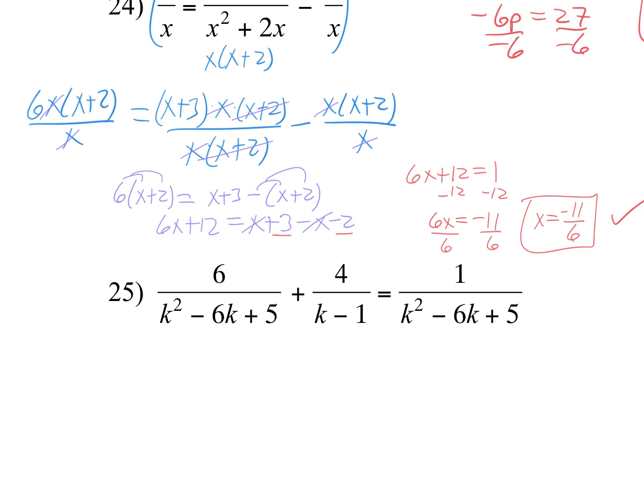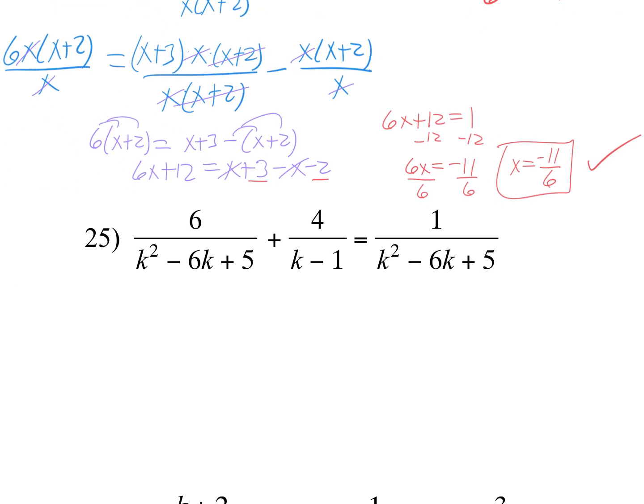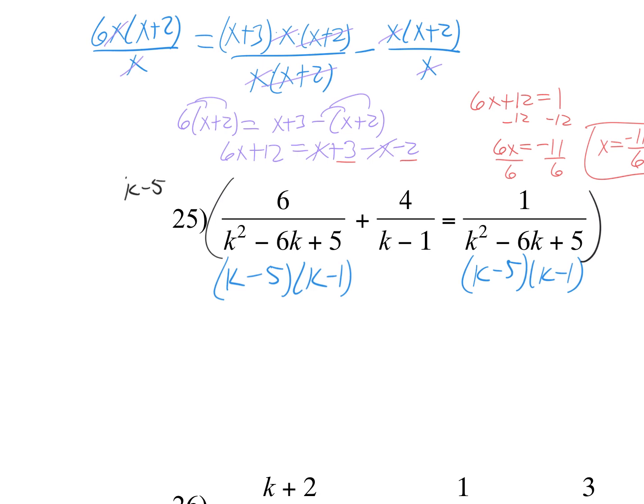All right, now we want to do the same thing with this one, right? Factor the k squared minus 6k plus 5. So we're going to get a k minus 5, k minus 1. Same thing here, k minus 5, k minus 1. All right, and now let's multiply this entire equation by k minus 5 times k minus 1. Right, and that's because that's the smallest amount that we need to multiply to get rid of the denominator. Right, there's a k minus 1 here, and that's accounted for here. Right, and the k minus 5 is accounted for as well.